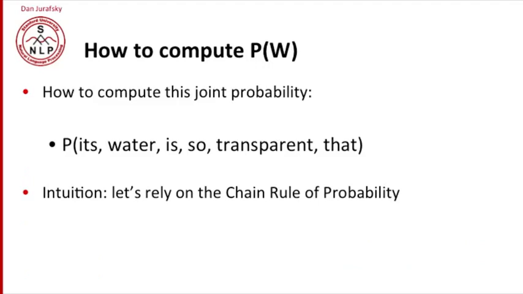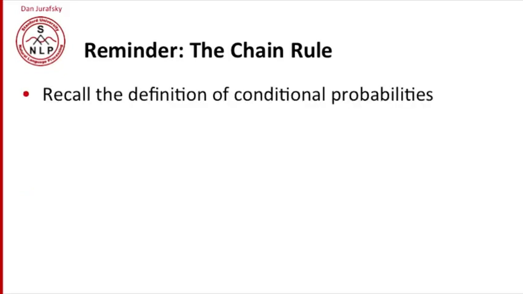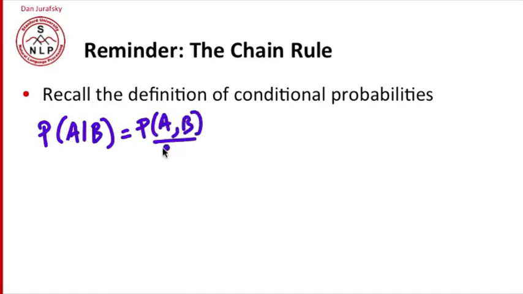We want to compute, let's say, the probability of the phrase "its water is so transparent that," this little part of a sentence. And the intuition for how language modeling works is that we're going to rely on the chain rule of probability. To remind you about the chain rule, let's think about the definition of conditional probability. P of A given B equals P of A comma B over P of B.